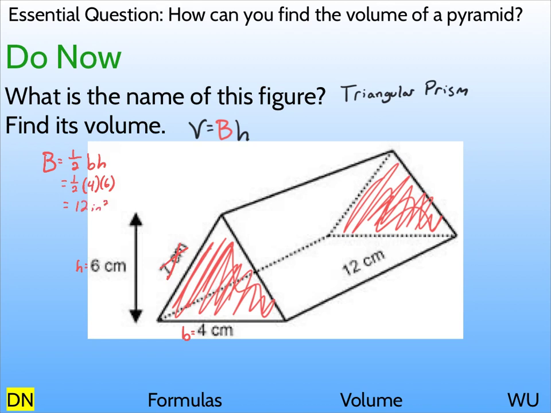12 square inches. So to get the volume, we take that 12 square inches, the area of the base, and we multiply it by the height of the prism, which is how far this triangle had to move to get to the other triangle. So 12 times 12, which equals 144 cubic centimeters.